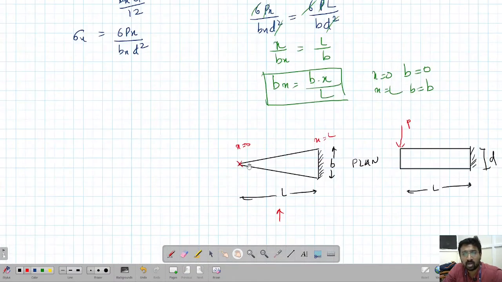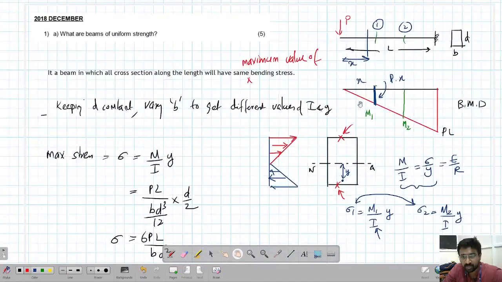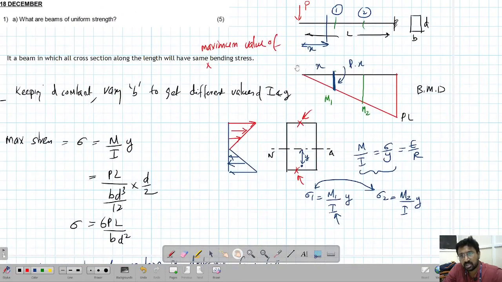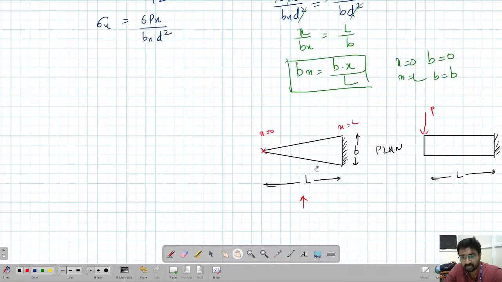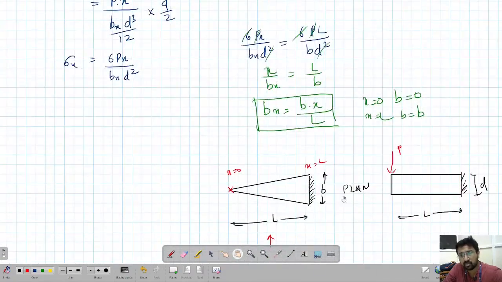Now, on what all things will this depend upon? This will depend upon the bending moment diagram. As the bending moment changes, the stress also will change. So according to the bending moment diagram, we have to vary the shape of the beam such that it will have same stress at all points. Okay, so if it was a UDL, the change would not have been like this.